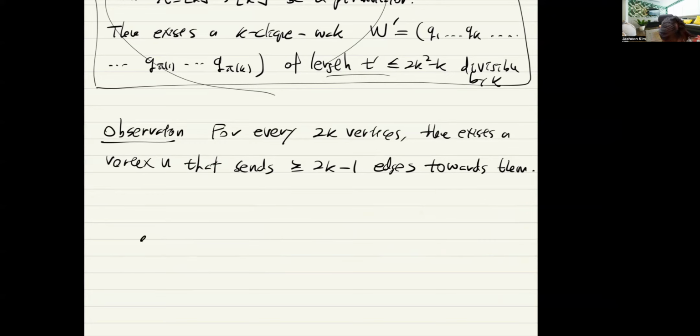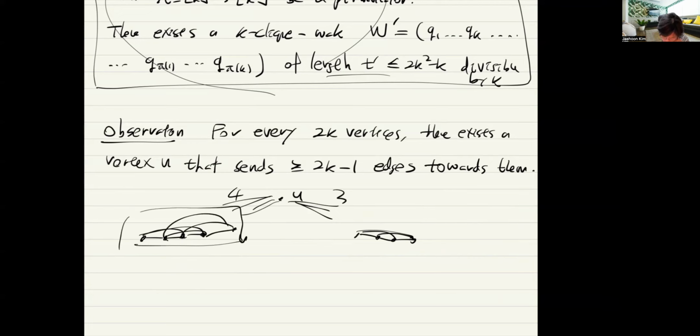You can use this so that you have these K vertices, these K vertices. Let's say you have a vertex U that sends, say, 4 edges here, 3 edges here. Then you use this U to extend this. Then you extended one of the clique walks, and now suddenly this one sends like 3 edges to here. So the number of edges between them you can kind of increase.